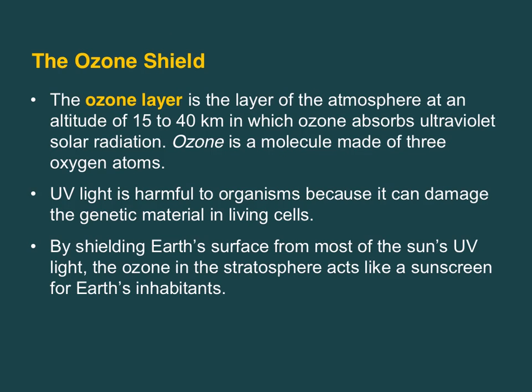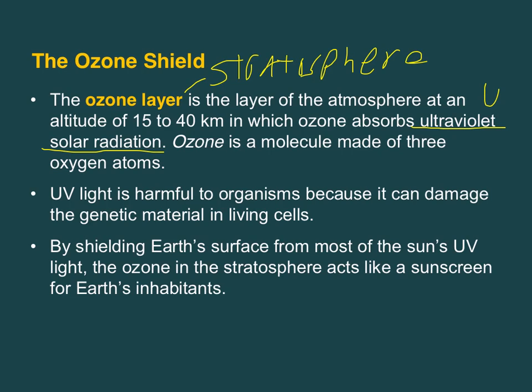So, the ozone layer. Talked about that already. It's part of the atmosphere. Keep in mind it's in the stratosphere. And it absorbs ultraviolet radiation, ultraviolet solar radiation, or UV radiation. And it is made of a special molecule of oxygen, made with three oxygen atoms. So chemically it's shown O3.